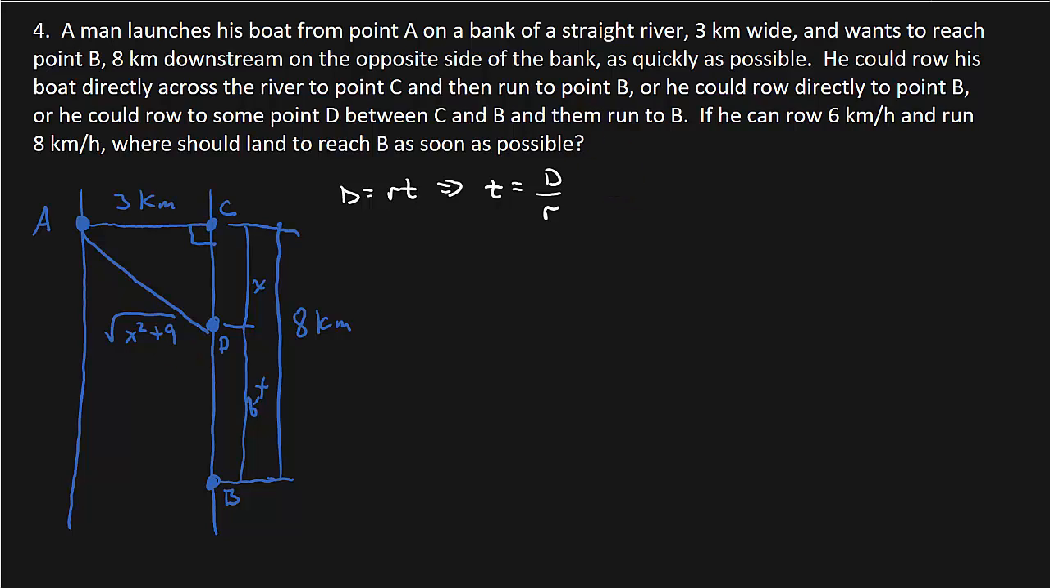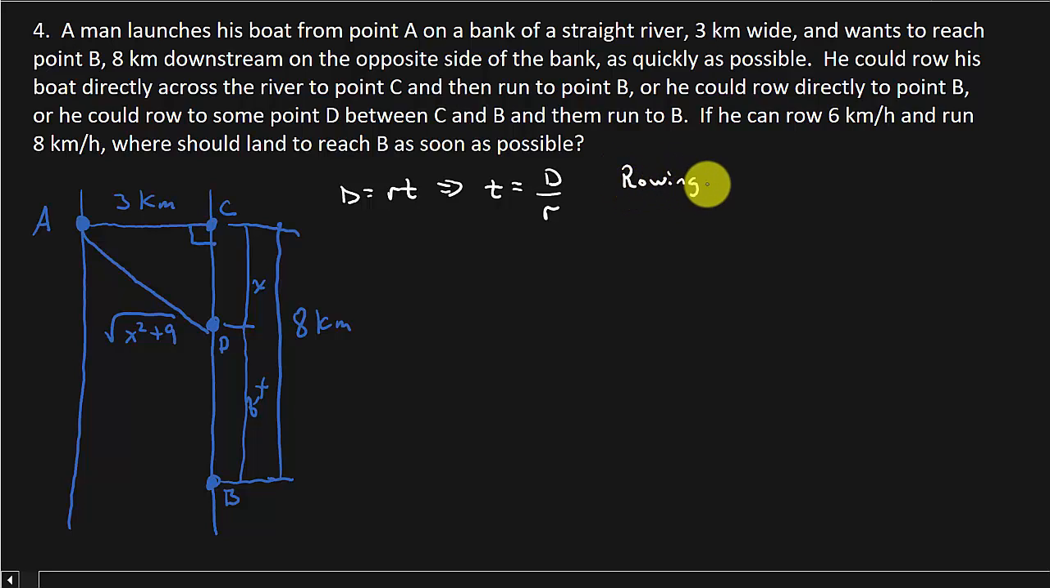So if we write down rowing, the time it takes him to row, that would be what? The distance, which is this distance here from A to D, which is the square root of x squared plus 9, over the rate. Well, how fast does he row? He rows 6 kilometers per hour. So that's the time it's going to take him to row.